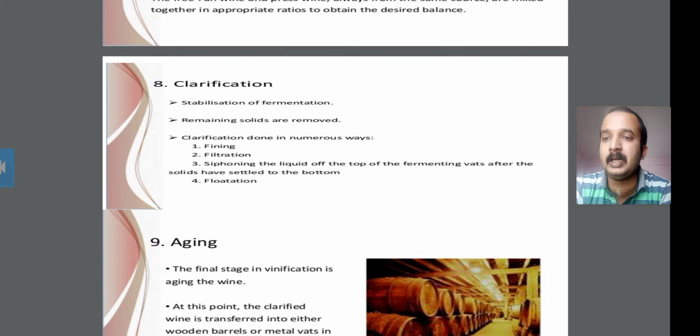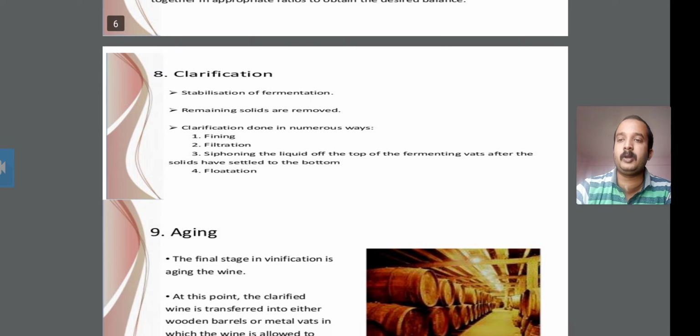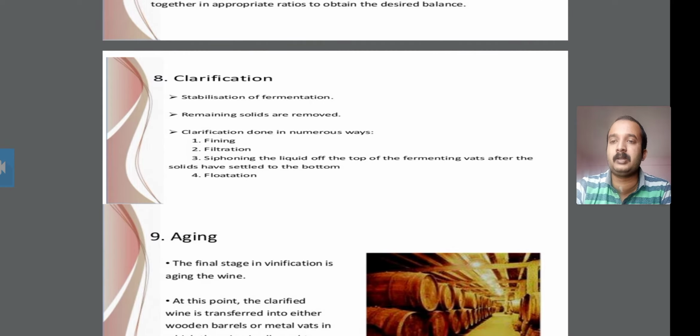Secondly, the clarification is done in numerous ways: the finning way, the filtration way, siphoning the liquid off the top of the fermenting vats after the solids have settled to the bottom, and flotation. The first clarification method is finning, where you fine the liquid component, then filter it. After the filtration, the liquid is siphoned off the top of the fermenting vat, and the solids settle at the bottom. Lastly is flotation.